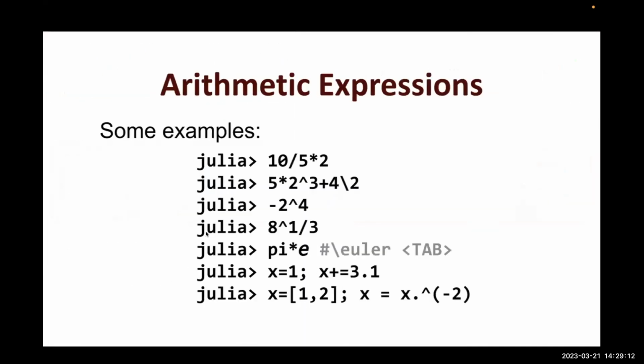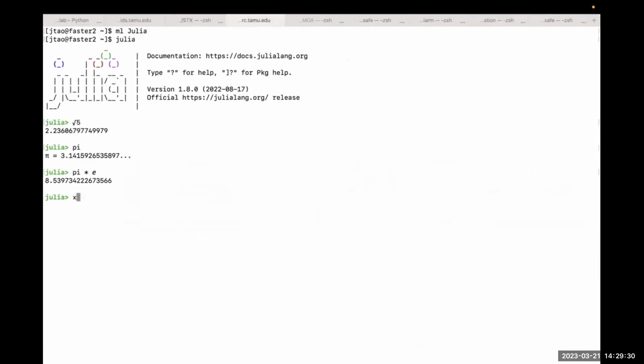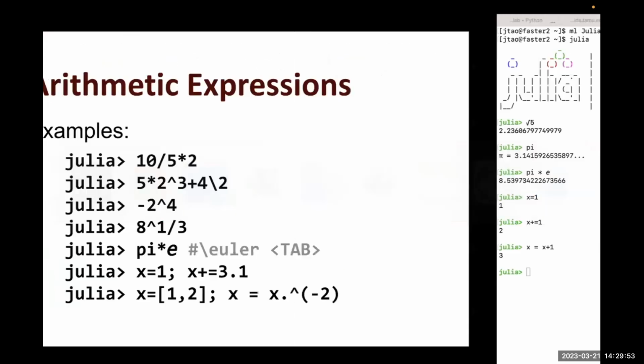You can get this calculated, just like pi times e, the Euler number. And you can have multiple statements together, separated with a semicolon. You can use a plus equal sign. Basically, x += 3.1. It's just like you can do x equals 1, x += 1. You'll simply add 1 to the value of x and set the value of x to x plus 1. It's equivalent to x = x + 1. It's equivalent to this symbol. Okay, now to this statement.